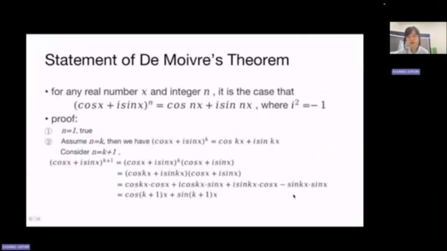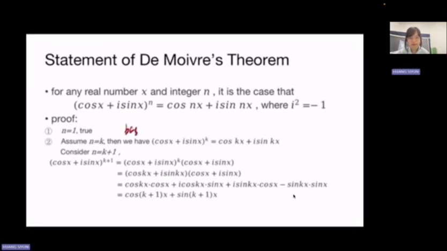Okay, let's take a look at the formal expression of de Moivre's theorem. For any real number x and integer n, it is the case that the nth power of cosine x plus i sin x is equal to cosine nx plus i sin nx, where i is the imaginary unit. For the proof of this theorem, we can use mathematical induction.